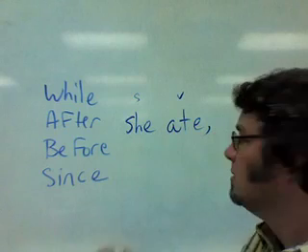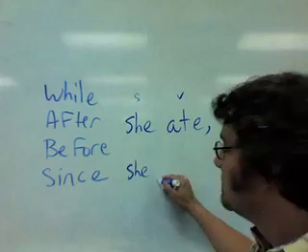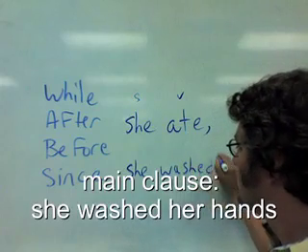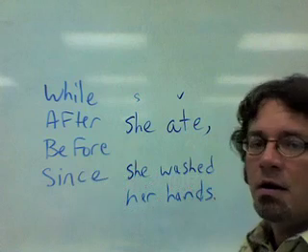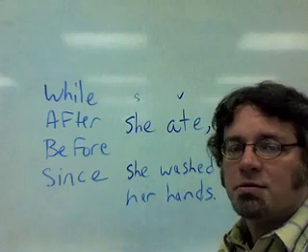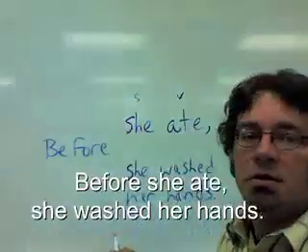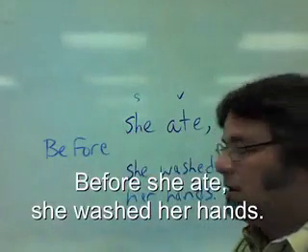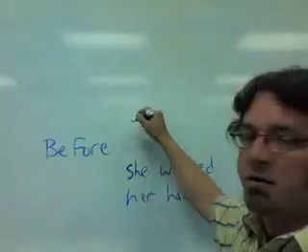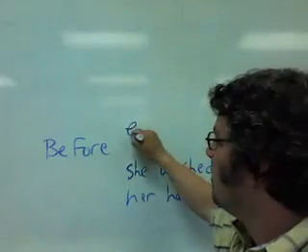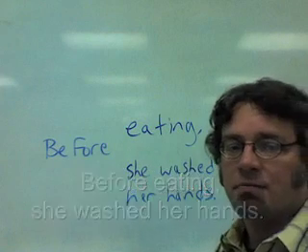Before she ate, she washed her hands. You can change the sentence. Before she ate, she washed her hands. And instead of using the subject and the verb, create a phrase. Before eating, comma, she washed her hands.